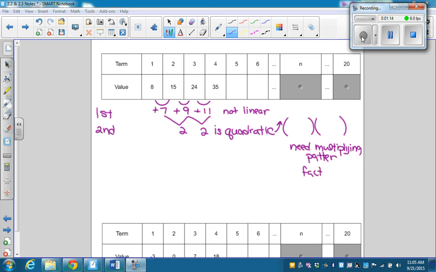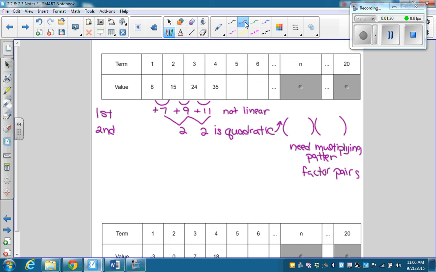Cosmo? Do you have a question? Yeah. What if the second difference isn't constant? If the second difference isn't constant, right now it's not in the scope of the class. Okay. So it's a good question.